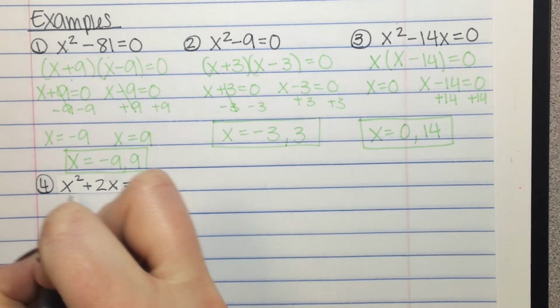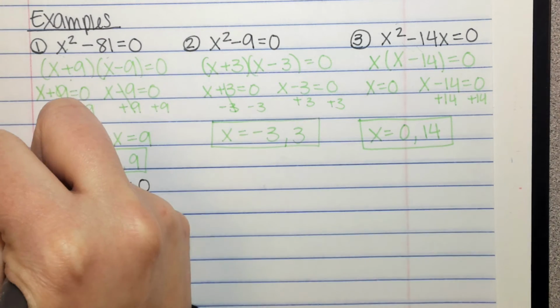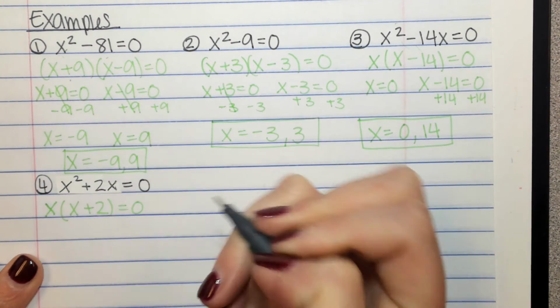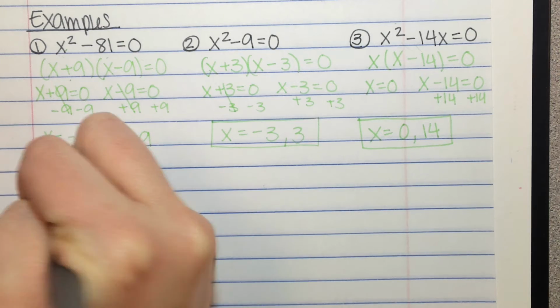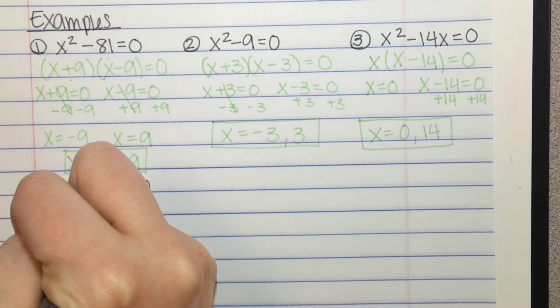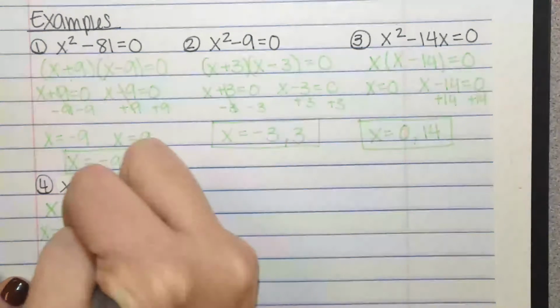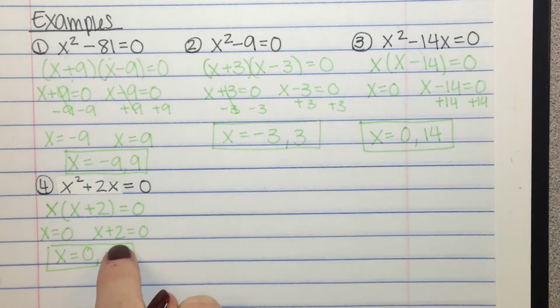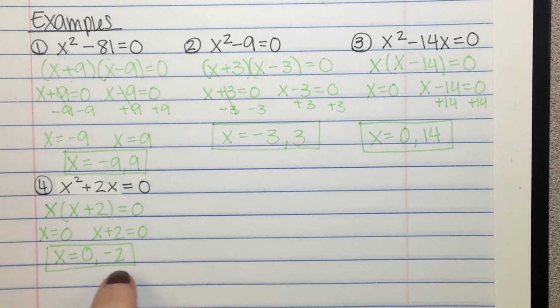Okay, so look for a greatest common factor. I can pull out an x, and I'm left with x plus 2 equals 0. Set them equal to 0. So x equals 0, x plus 2 equals 0. So my solutions are 0 and negative 2. Okay, again, you could do the actual work there, or you can do the shortcut.